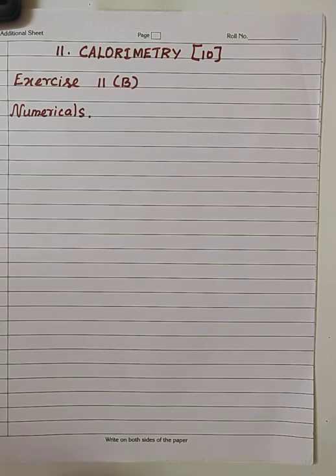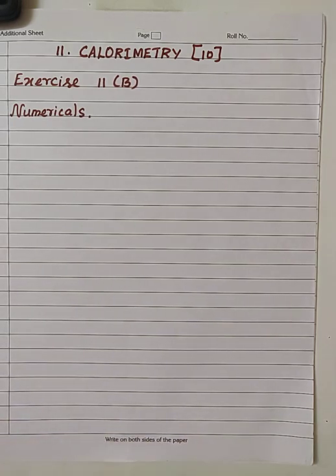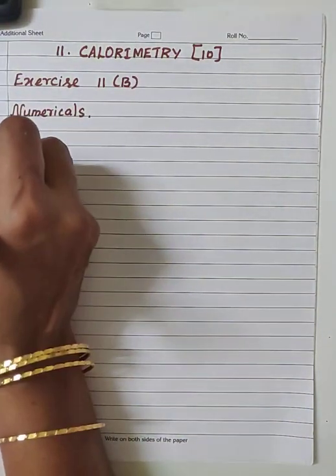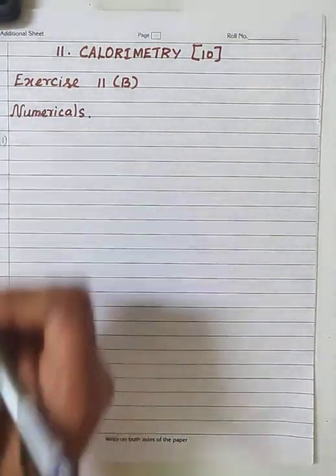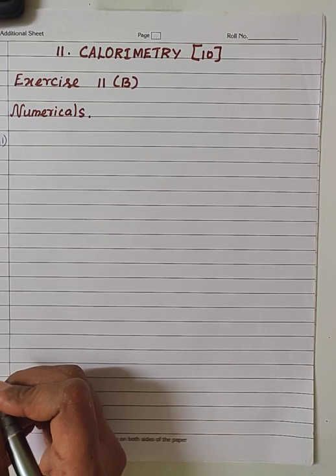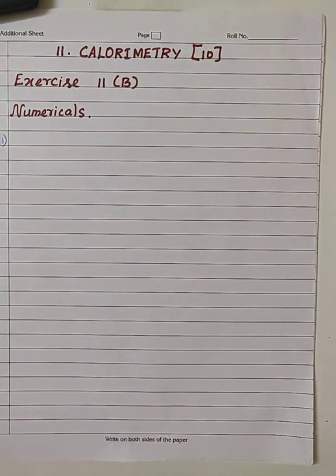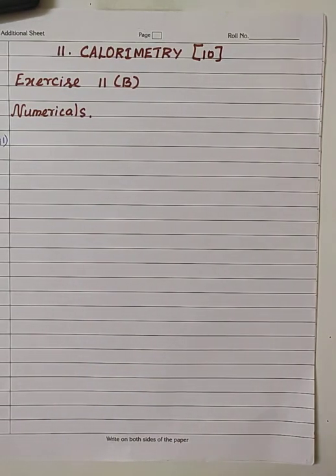So you can refer to your textbook page number 282 for the question. Okay, so the 11th one. The 11th question: Water is contained in a copper vessel and ice is added to it to bring down the temperature to 5 degrees Celsius. In this question you are asked to calculate the mass of ice added.